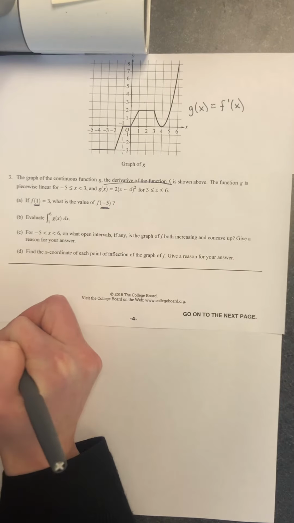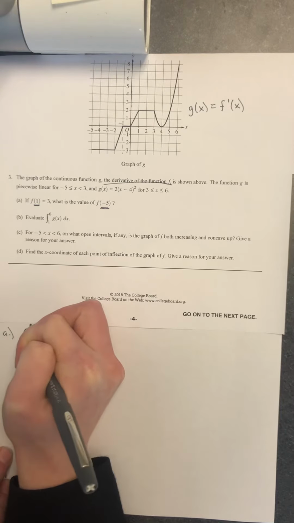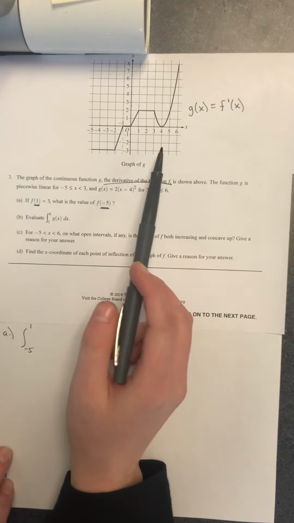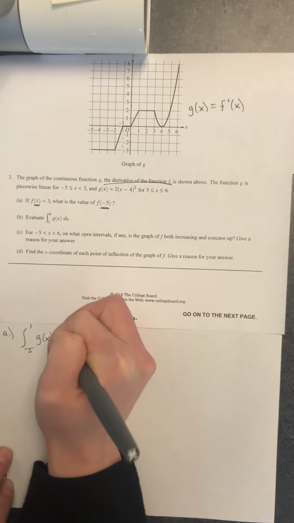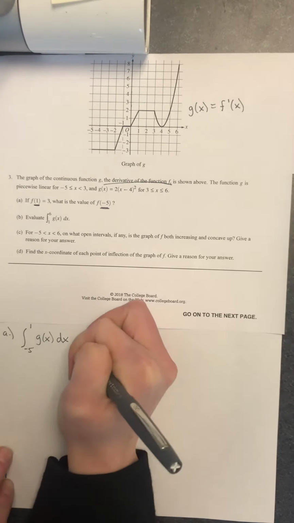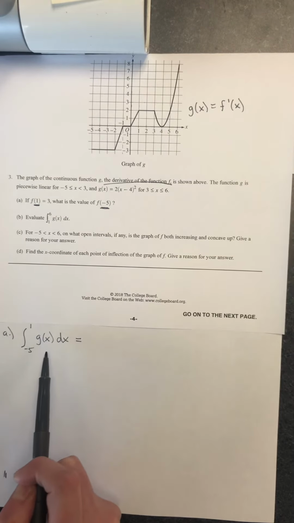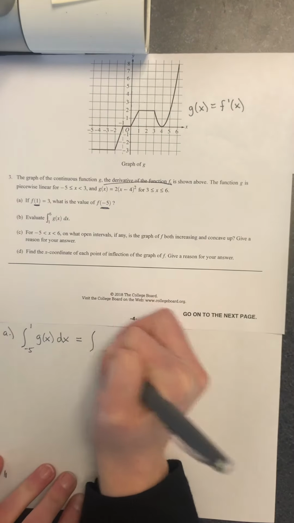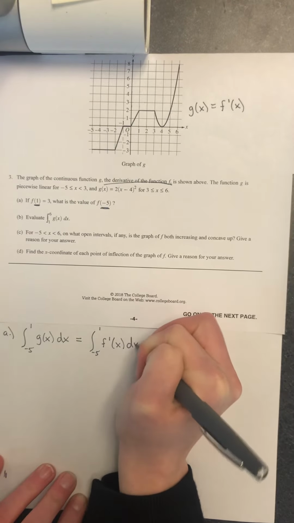This is for letter A. I take the integral from -5 to 1 of the function that I know, the one that I have a graph of, which is g of x dx. Let's rethink about this for a minute. g of x equals f prime of x. So let's rewrite it again. This is the integral from -5 to 1 of f prime of x dx.